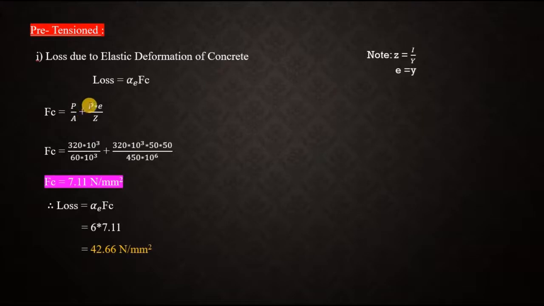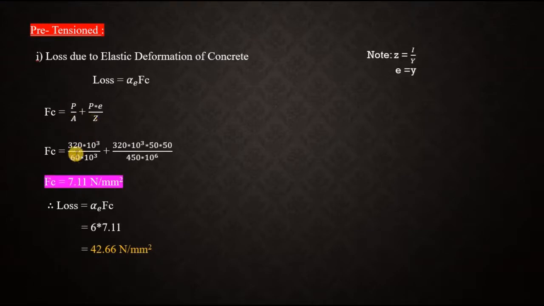Here why did I take this positive sign? Because all the cables are in compression zone, so it is positive. And an important thing is Z equals I by y, where y will be equal to e. So while substituting for Z, we should substitute it by I by e. So fc is 7.11 Newton per mm square will be the answer.